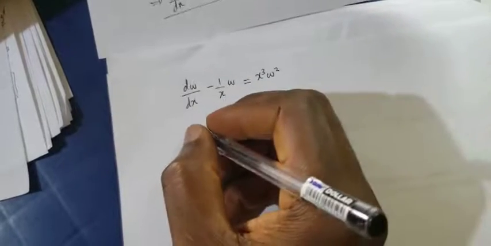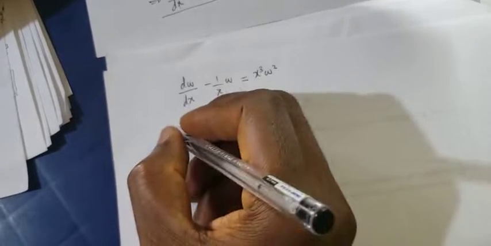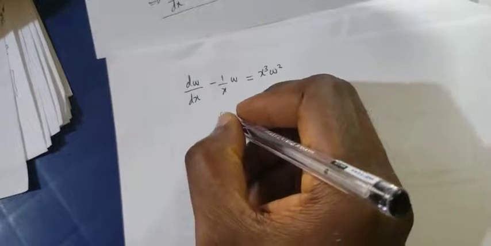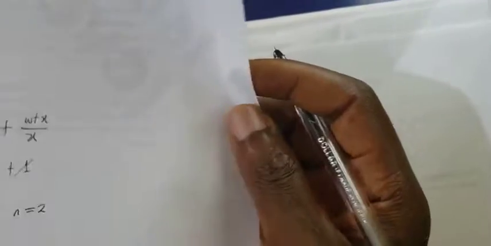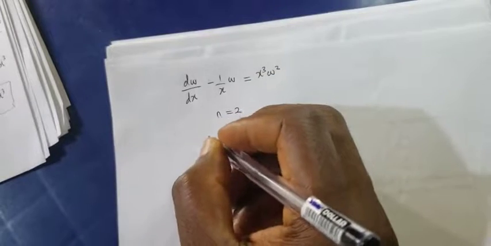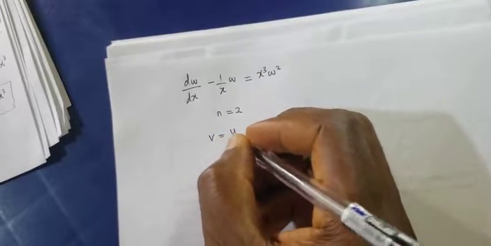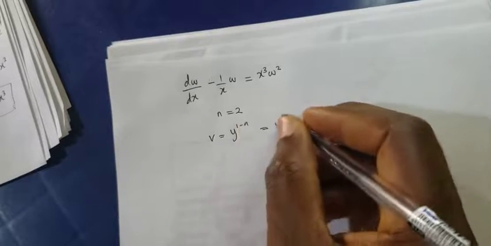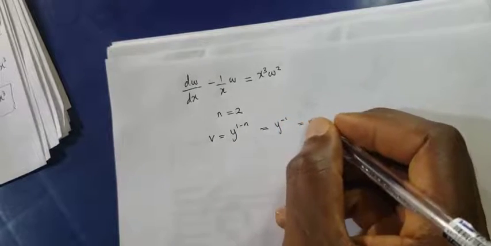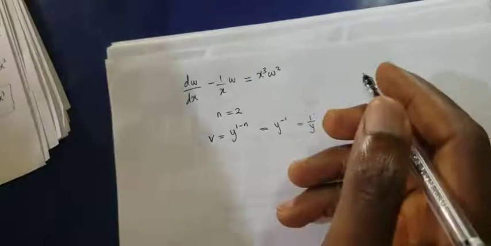So from here, we will say in this case that our n is equal to 2. So we use the substitution as we did for the Bernoulli equation case. Don't forget we're dealing with a different v entirely here. We're going to say v is equal to y raised to power 1 minus n. So this is going to be y raised to power 1 minus 2, that's minus 1. So v is equal to 1 over y, if you like.